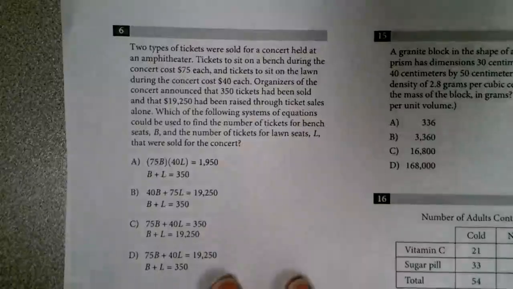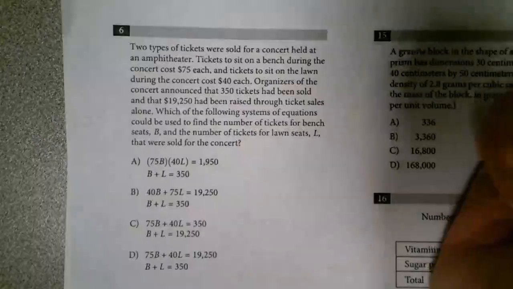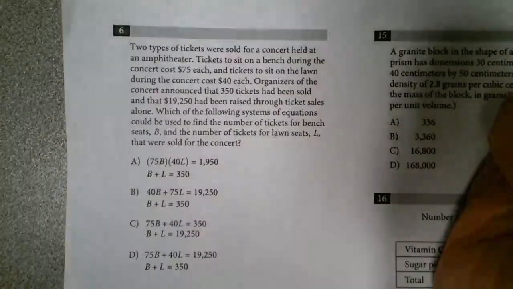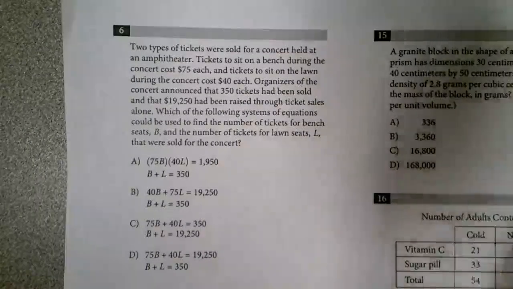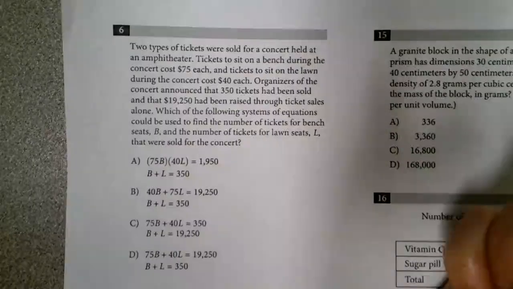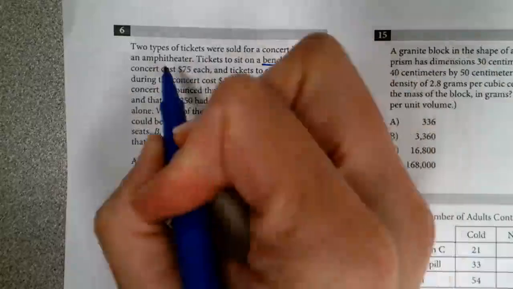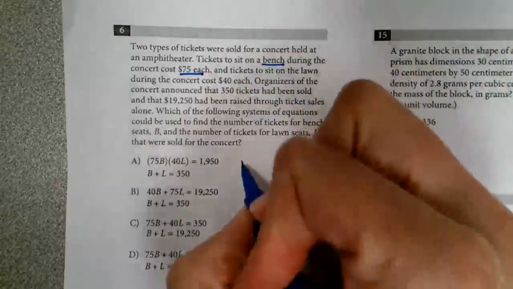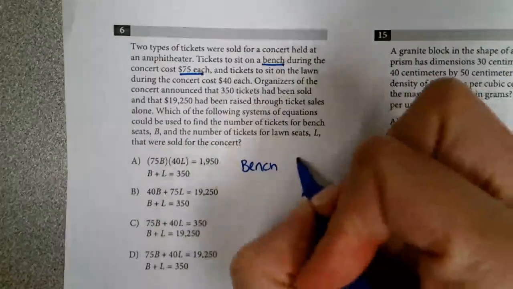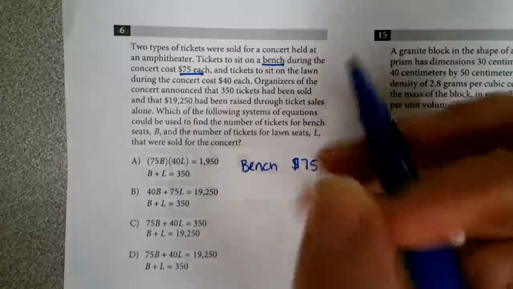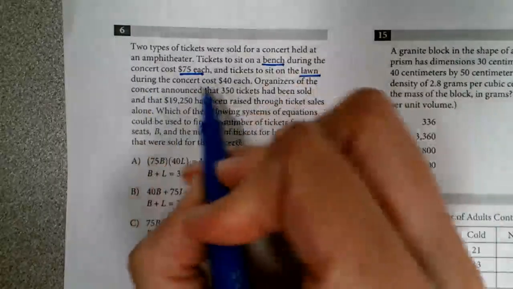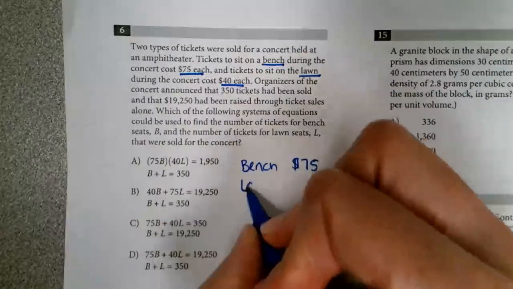Great, for number 6, it's a word problem, but there's actually no math to do in this question. We just need to match up the correct pieces. So it says 2 types of tickets were sold for a concert held at the amphitheater. Tickets to sit on the bench during the concert cost $75 each. So bench is $75. And tickets to sit on the lawn during the concert are $40.